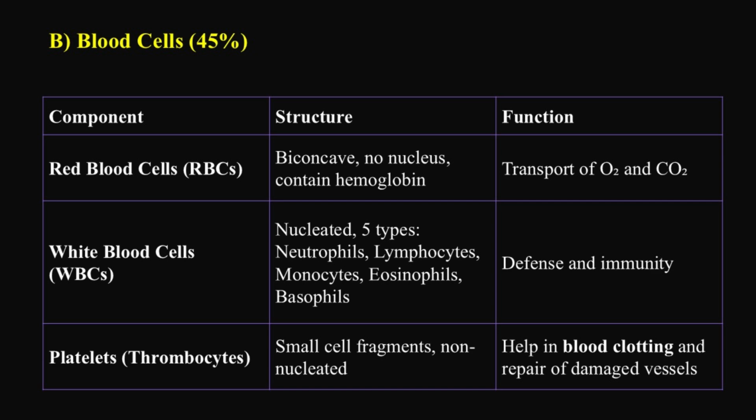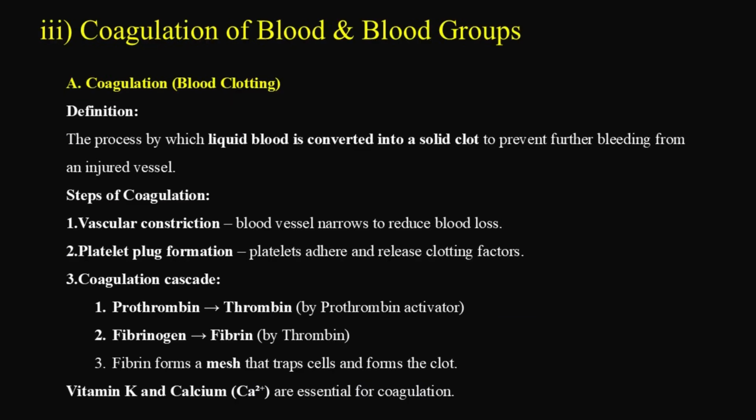Component, white blood cells, or WBCs. Structure, nucleated, 5 types, including neutrophils, lymphocytes, monocytes, eosinophils, and basophils. Function, defense and immunity. Component, platelets, also known as thrombocytes. Structure, small cell fragments, non-nucleated. Function, help in blood clotting and repair of damaged vessels.